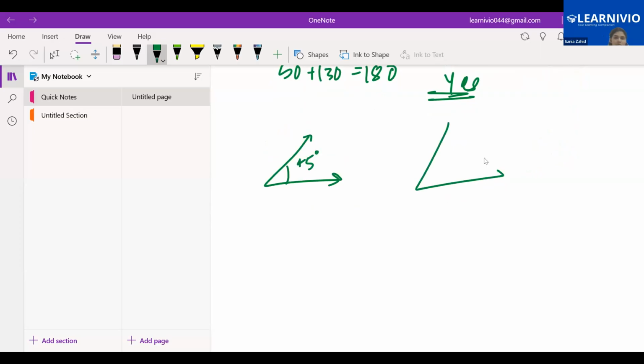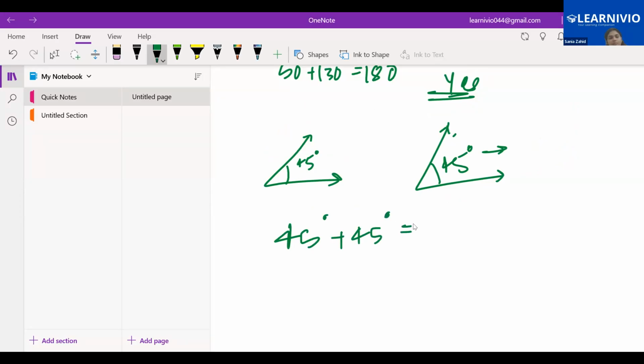Next we have 45 degree and 45 degree. You think these are supplementary? No, ma'am. What is the sum of 45 and 45? What is 45 plus 45?